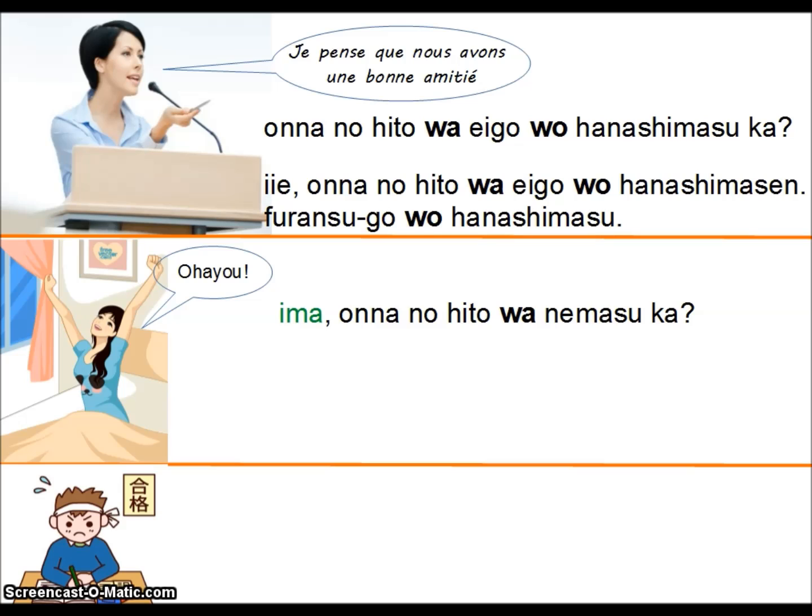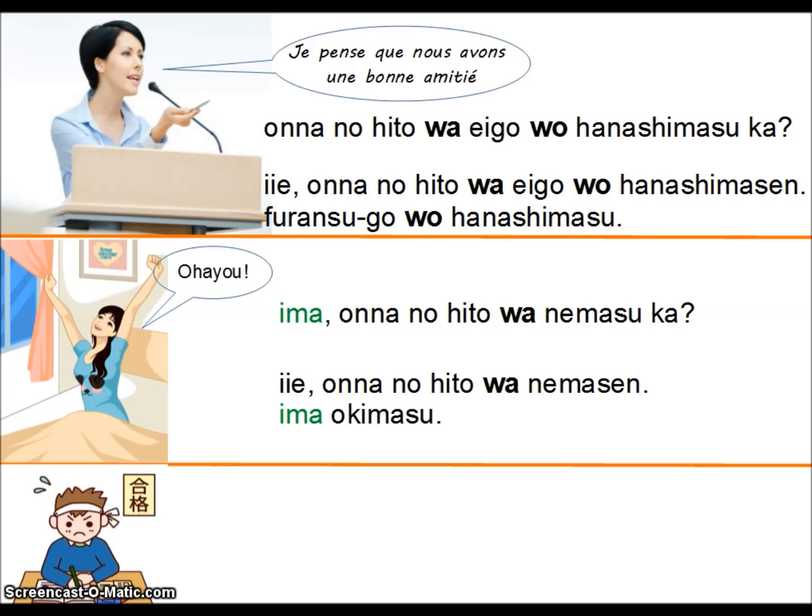女の人は寝ますか? We have a picture and the lady's stretching and she's opening her curtains and she's saying, Ohayo. So no, she's not sleeping. So the answer is いえ、女の人は寝ません. 今起きます. Now she is waking up. 起きます.